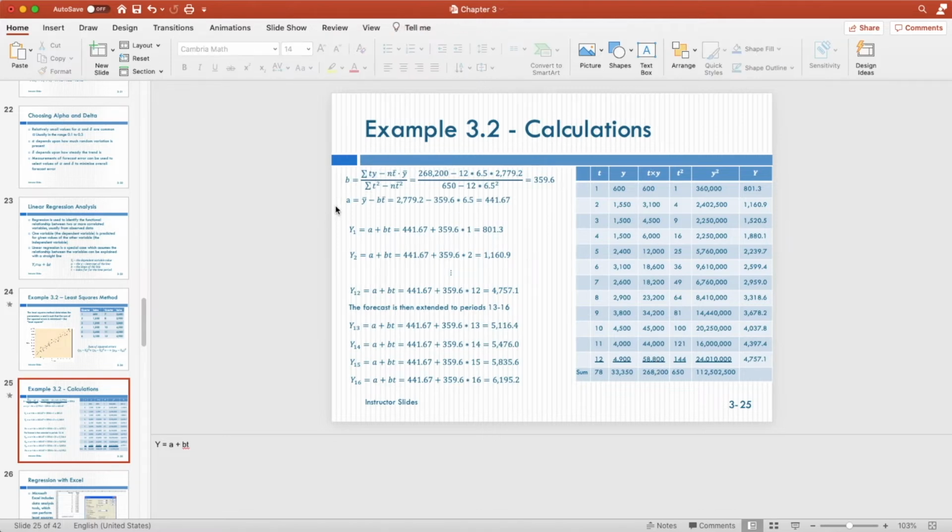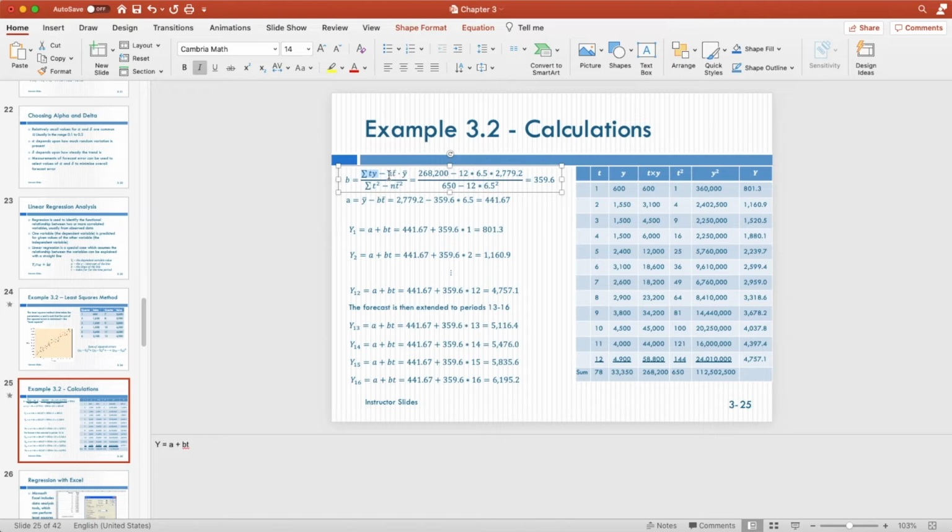So what is the summation of Ty in this specific context? You see, after you get every Ty, you add them all up. The summation is shown here, which is 268,200. All right. So this will be one value.